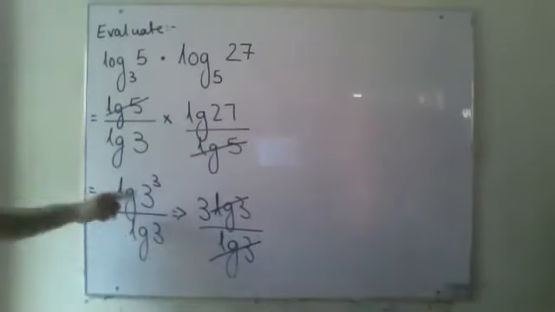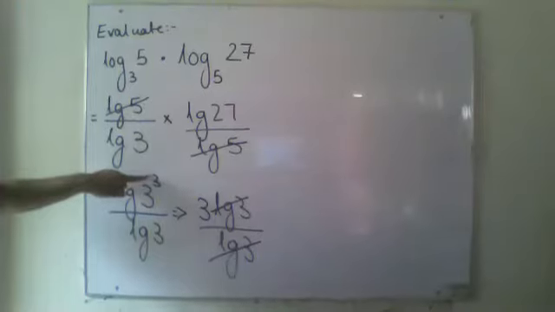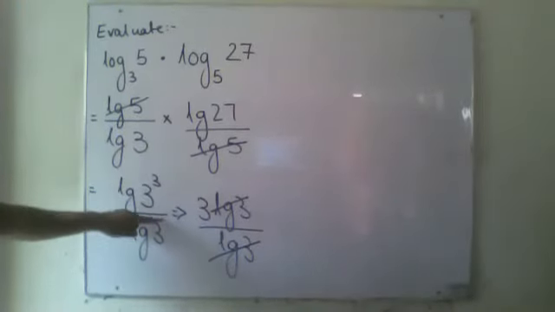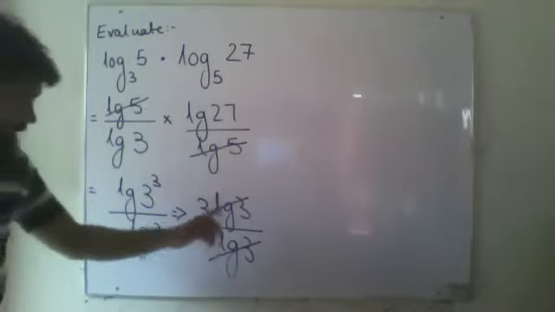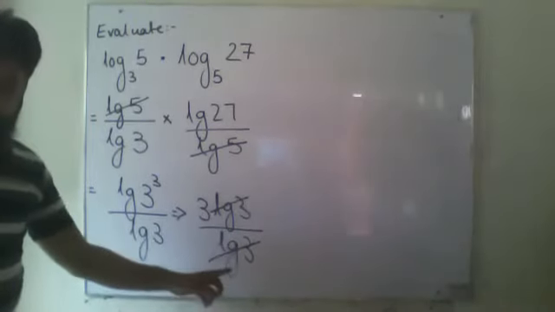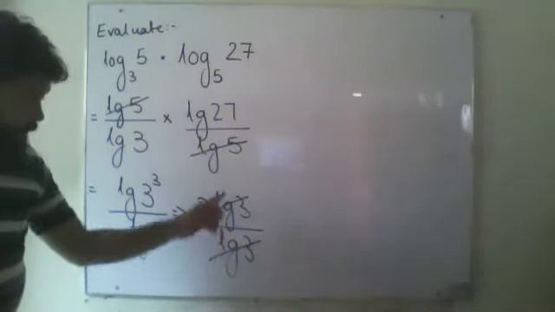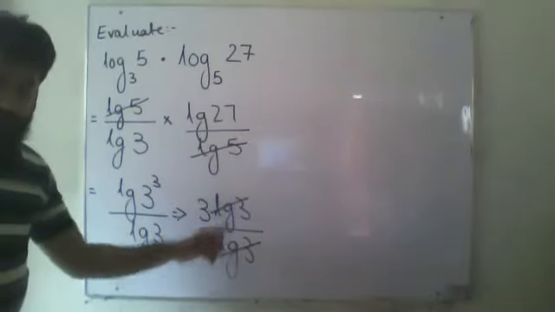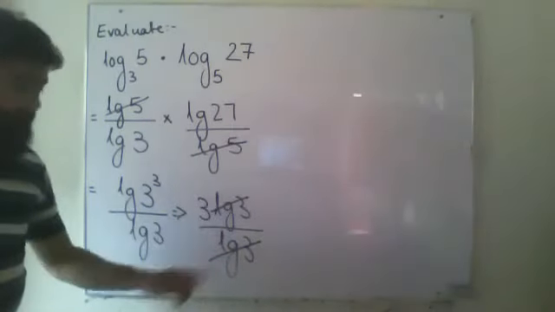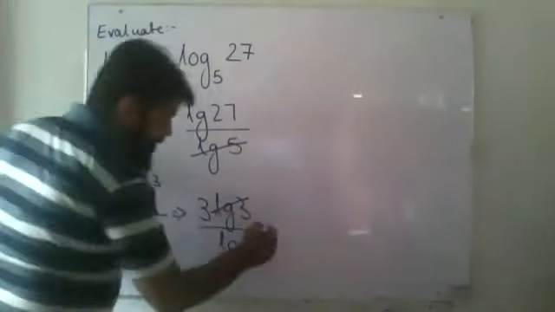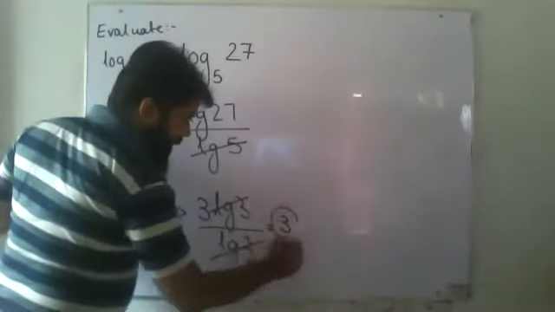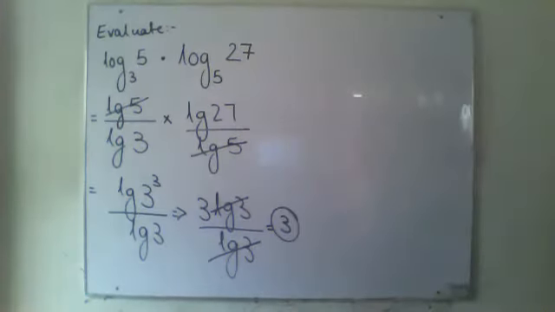Over here you will not cancel it because it's cube. 3 cube is there, and this is 3 power 1. So I will cancel it. Now the bases are same, the log is same, the multiple is same, the power is same. So I've cancelled it, and my final answer will be 3. This will be my final answer.